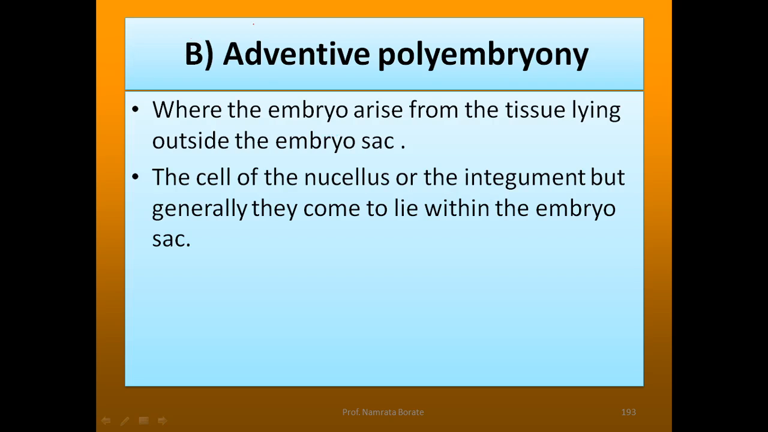The second type is adventive polyembryony, where the embryo arises from the tissue lying outside the embryo sac.